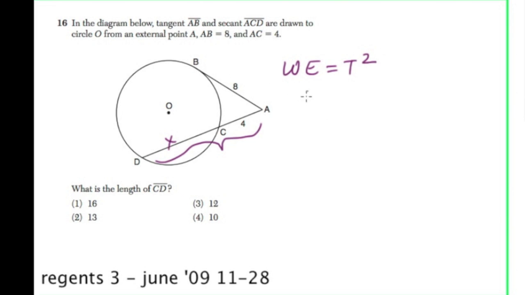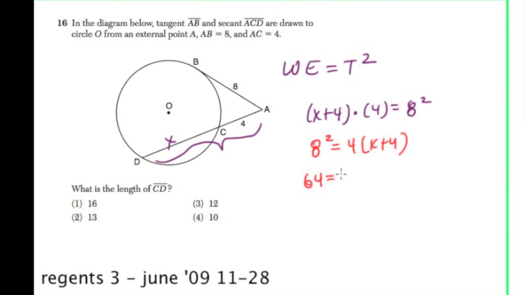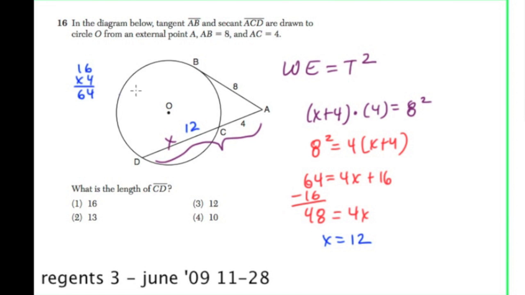So let's try substituting. The whole thing is going to be x plus 4. So x plus 4 times the external, which is 4, equals the tangent squared, which is 8 squared. So 8 squared is equal to 4 times x plus 4. So let's try and solve it. 64 is equal to 4x plus 16. So subtract 16. That is going to be 48 is equal to 4x. So x is going to be 12. Cool. So 16, let's just proof over here, 64, and that's 8 squared. So yep, our x is choice 3, 12.